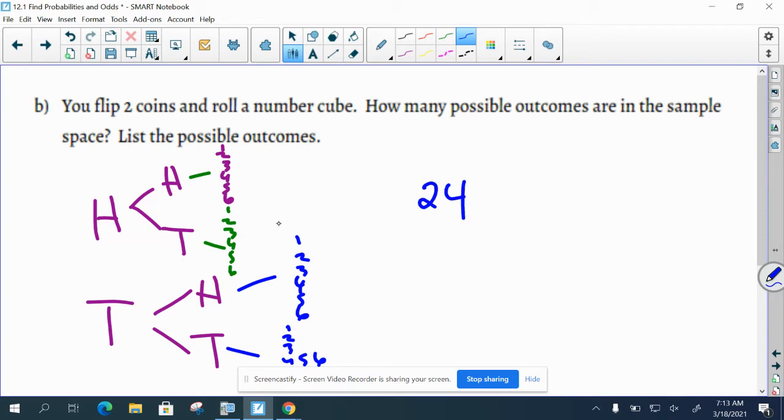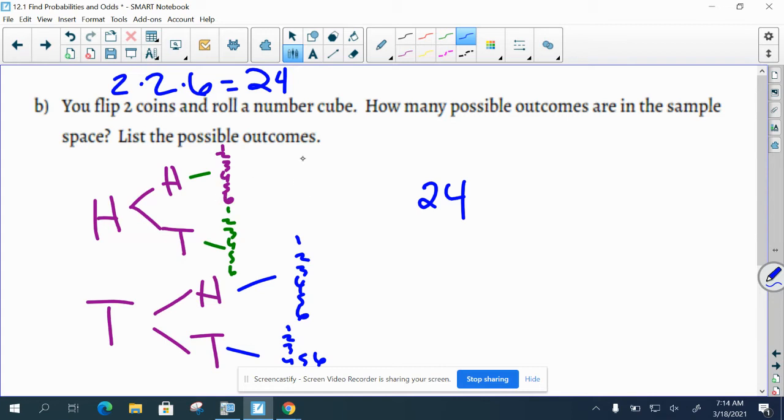And then the counting principle would be 2 times 2 times 6, and 2 times 2 times 6 is 24. So it's good to list out your sample space like this because of other situations, and when we work with compound probability, you need to learn how to write out the tree diagram like this because it'll help with the probability part of it. But actually just finding the number of outcomes, you can use the counting principle.